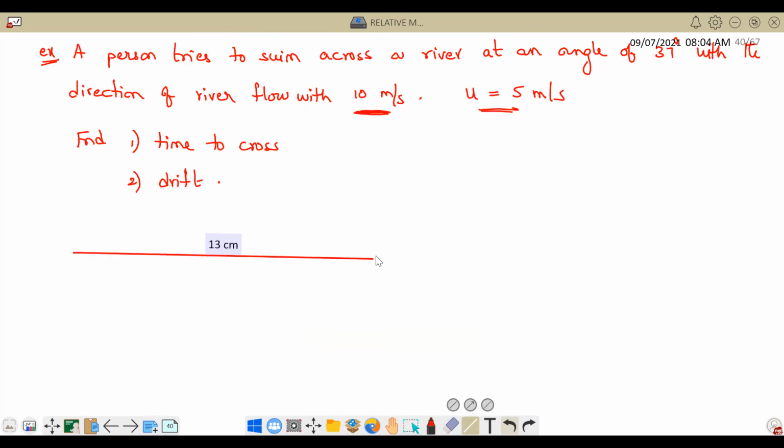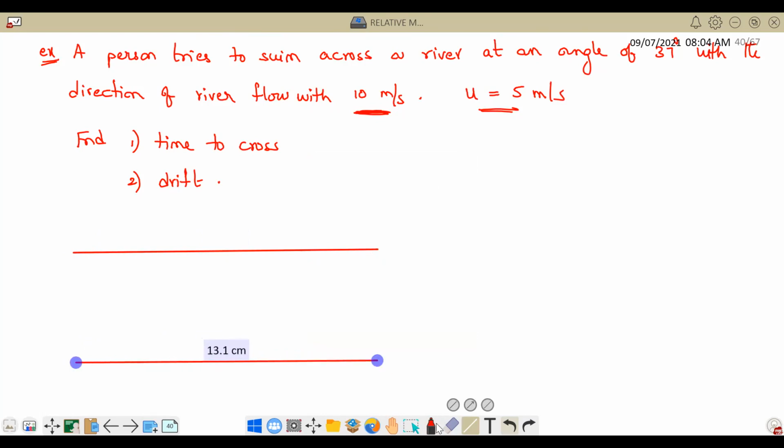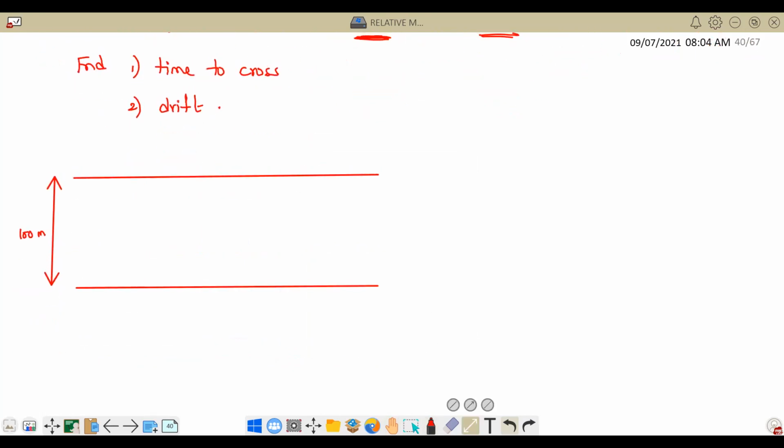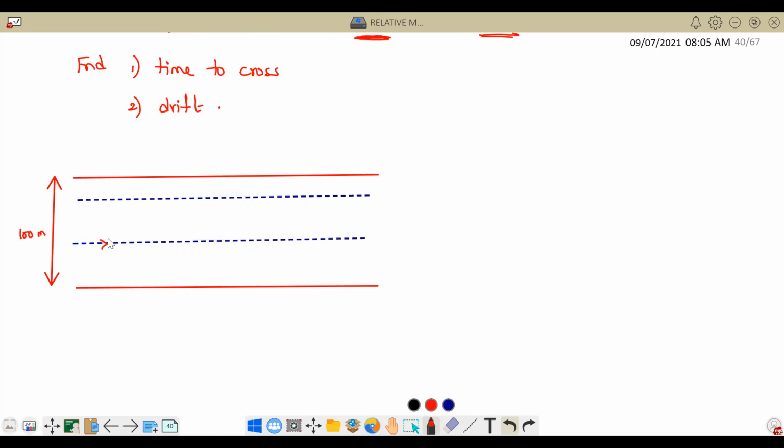What is the distance between the two river banks, sir? I'm giving 100 meters. This distance is given as 100 meters. Now, here the river is flowing or not? Yes, sir. Now, the man is trying to swim and the river velocity is given.